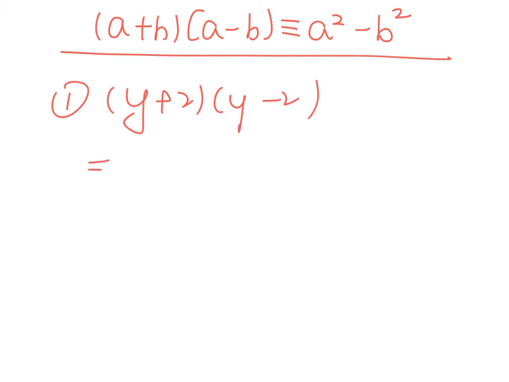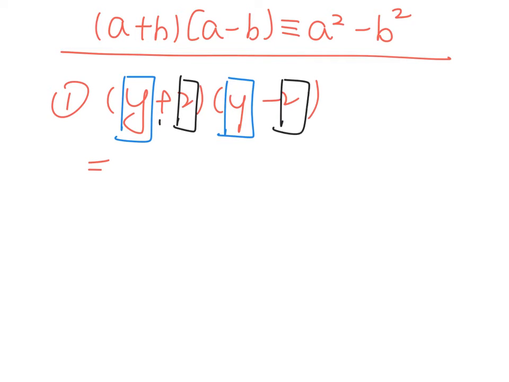When you consider this one, you find that both are y, and both are 2. And one is plus, one is minus, okay? So when you compare these two, you find that just A is replaced by y and B is replaced by 2. It is something plus something and something minus something in format, so this is the A plus B, A minus B format.